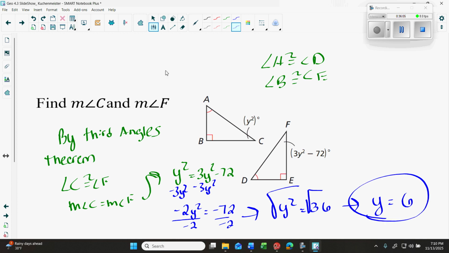Well, it's not our answer. Now we have to find the measure of C and F, but would you agree you just have to plug it into one of the expressions? I would just plug it into the measure of C. The measure of C equals 6 squared, which is 36. So both of these are 36. Very good. You could plug it in for this one if you want, but no need.